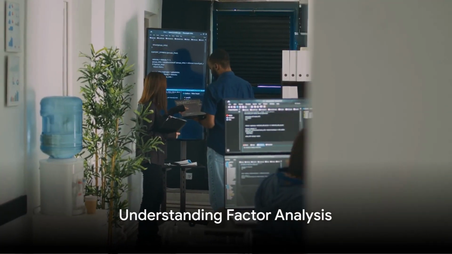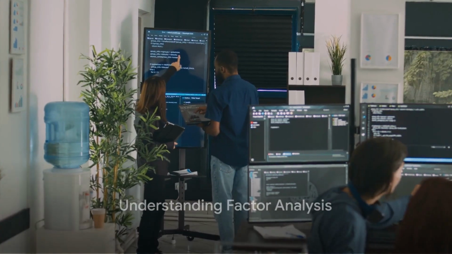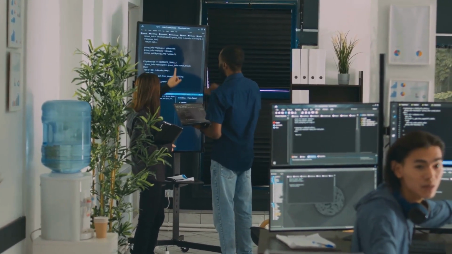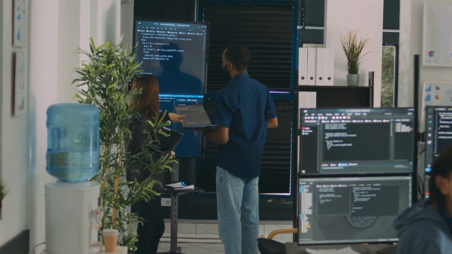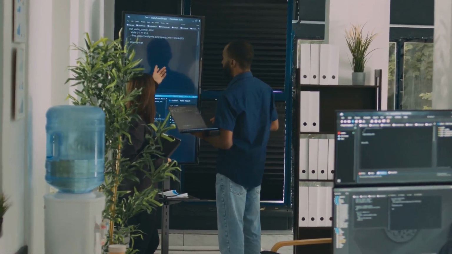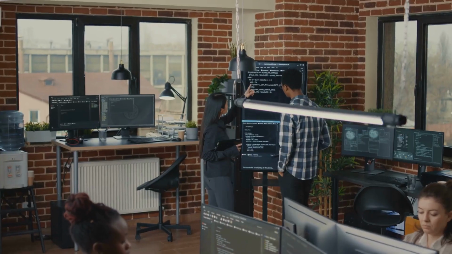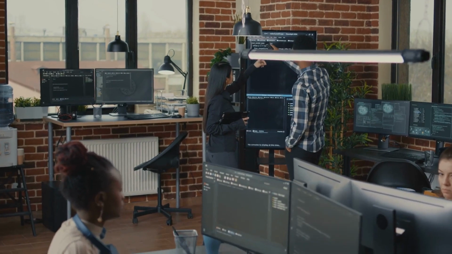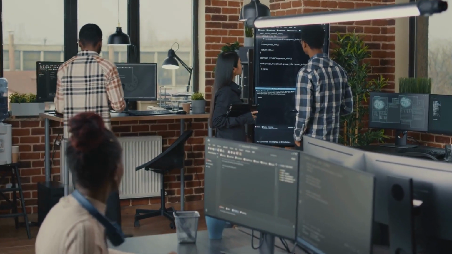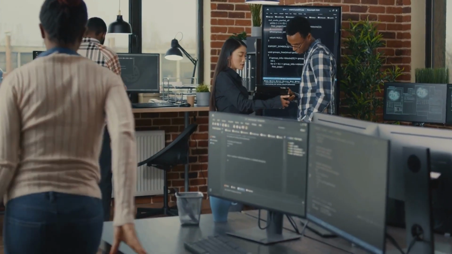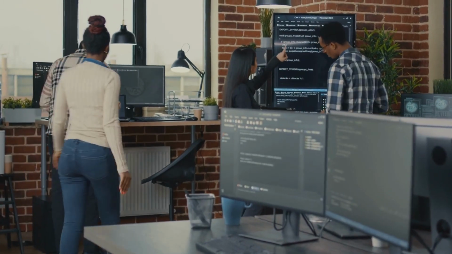Factor analysis is a statistical method that describes variability among observed, correlated variables in terms of potentially lower number of unobserved variables called factors. It's like a translator, translating the complex language of data into simpler, understandable terms. So, how does factor analysis work exactly? It can be broken down into 4 fundamental steps.